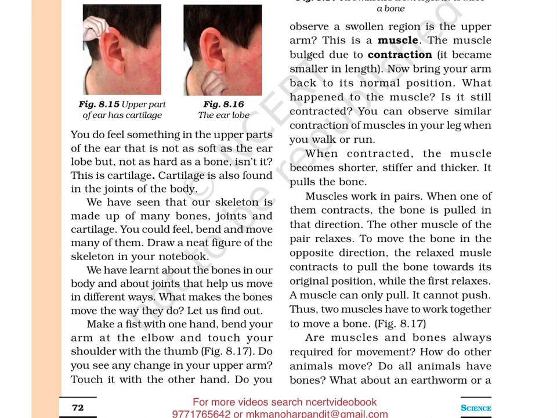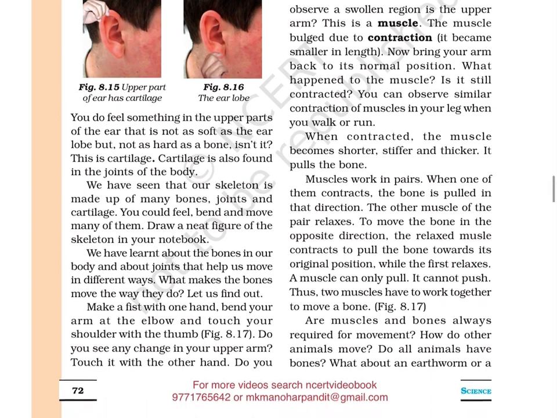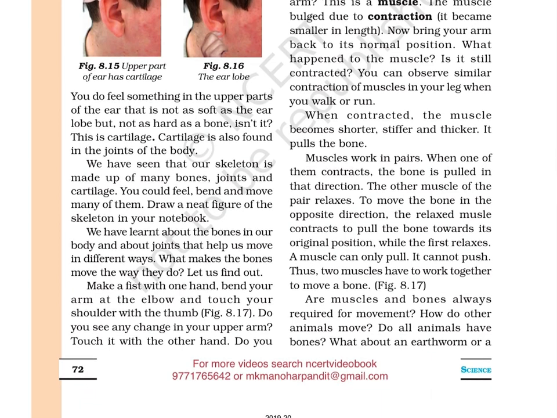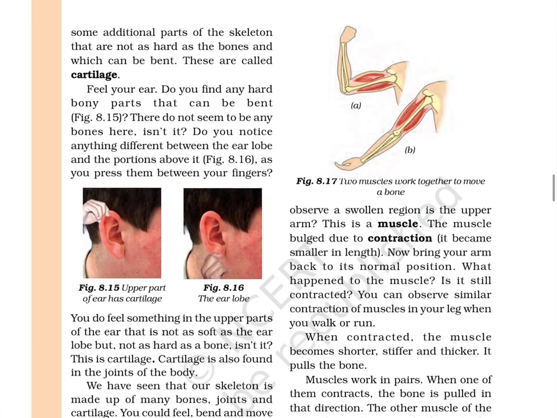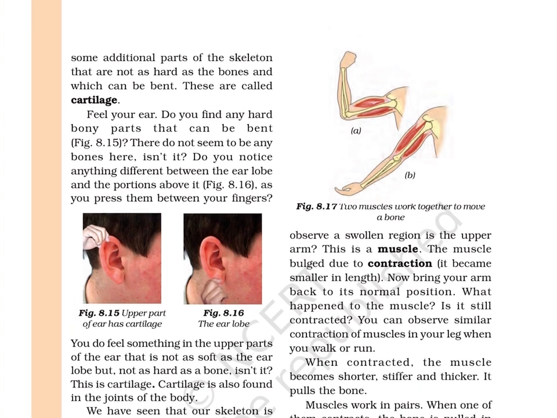Let us find out. Make a fist with one hand, bend your arm at the elbow and touch your shoulder with the thumb. Figure 8.17. Do you see any change in your upper arm? Touch it with the other hand. Do you observe a swollen region in the upper arm? This is a muscle. The muscle bulged due to contraction. It became smaller in length.